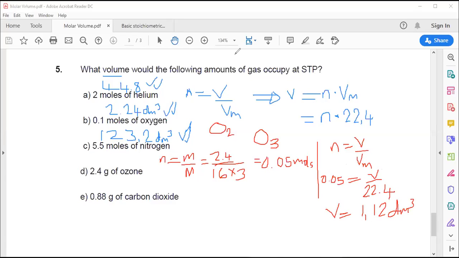All right, so when you mark, 1 mark formula, 1 mark substitution, 1 mark formula, 1 mark substitution, 1 mark the answer. 5. 1 mark. Get to answer.